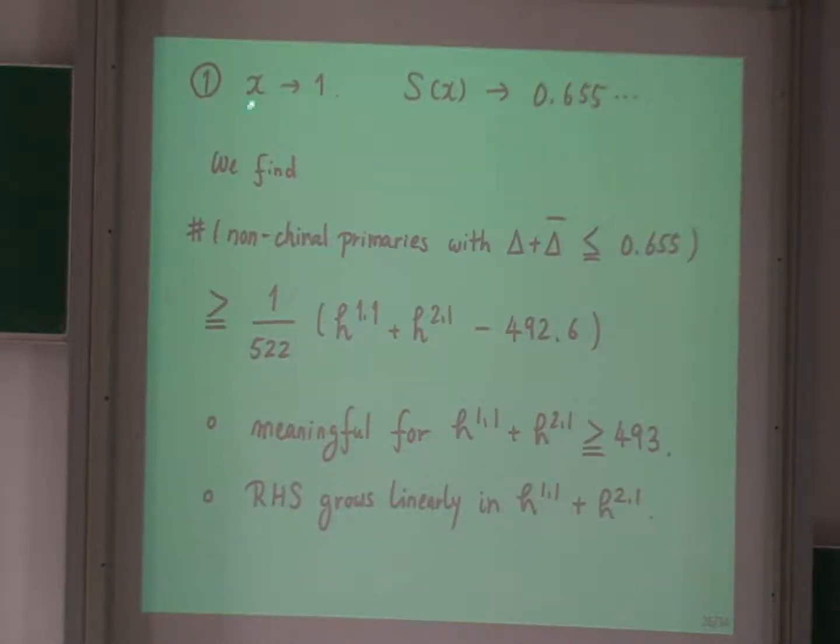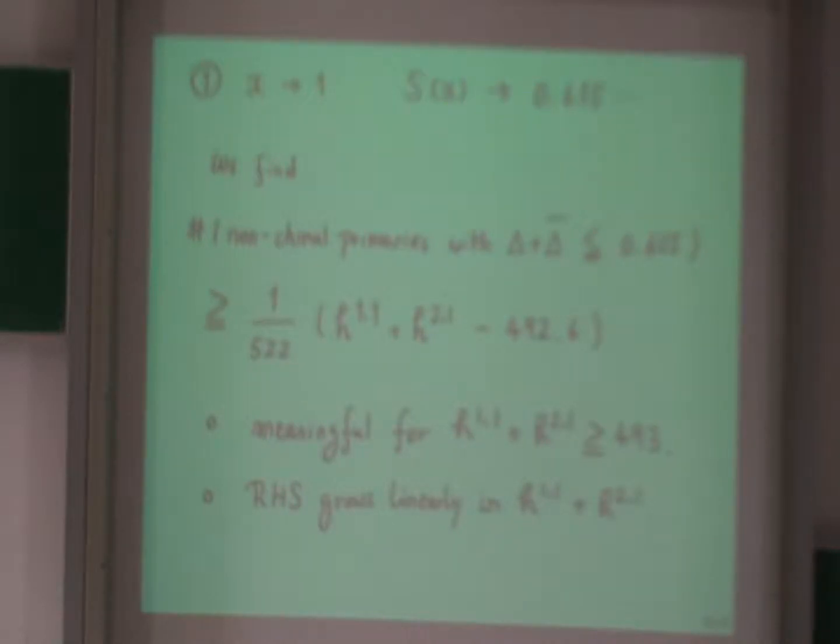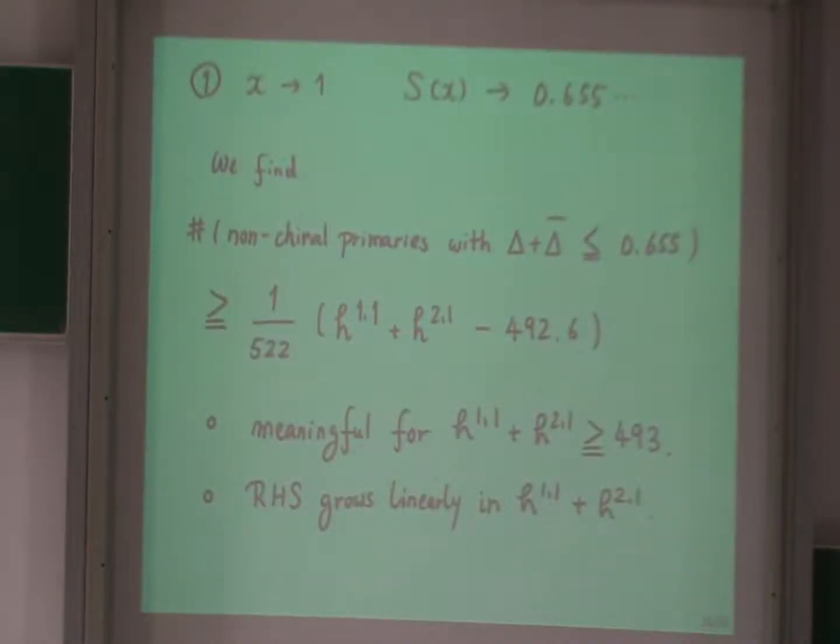First, x goes to 1. As x goes to 1, in fact, s of x goes to 0.6555. That's roughly two-thirds. And so there we find that the number of non-chiral primaries with delta plus delta bar less than 0.655 is greater than a numerical number times the total Hodge number minus 492.6. So this inequality is meaningful for large Hodge number Calabi-Yau, whose Hodge number is greater than 493. As the Hodge number is greater than that, the number of non-chiral primaries with this kind of very small conformal weight grows linearly as a function of the Hodge number.